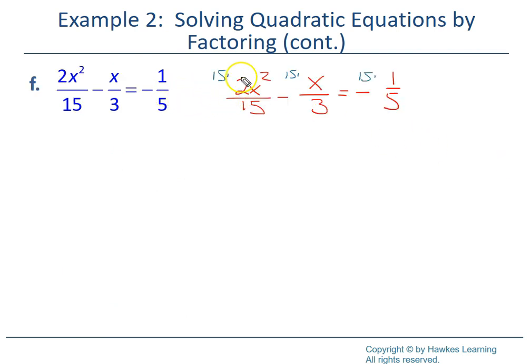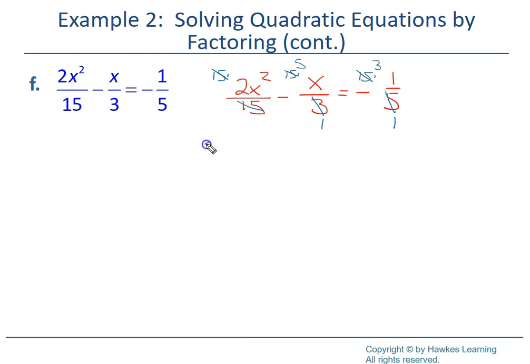So to save a little time, I've written this here. The rule from our solving equations, get rid of fractions. So we're going to multiply each term by 15. So 15 goes into there nicely. 3 will go into there once. 3 will go into there 5 times. 3 goes into there once. 5 goes into there once. 5 goes into there 3 times.